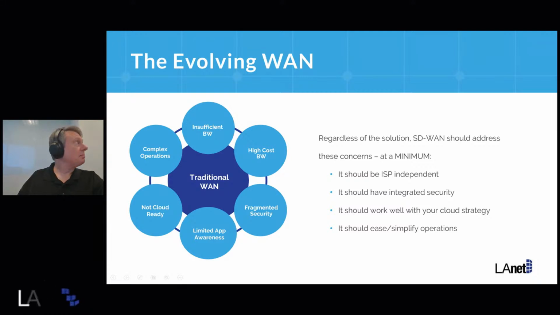And then the next one would be not being cloud ready. As we talked about, one of the big drivers of WAN evolution is cloud readiness, and that could be infrastructure cloud, that could be a software cloud, either really. However, you want something that's going to work with whatever your cloud requirements are.